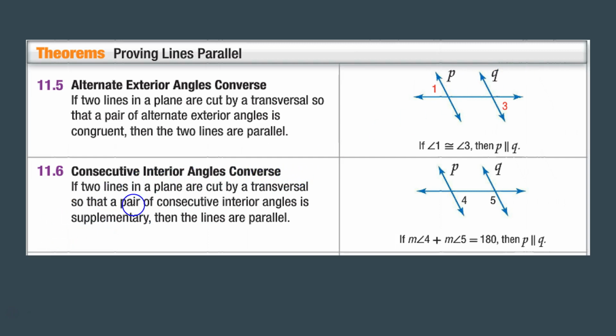Consecutive interior angles converse. If two lines in a plane are cut by a transversal so that a pair of consecutive interior angles is supplementary, then the lines are parallel. So two lines, we have line P and Q. Our transversal is right here. And then we have consecutive interior angles, which are 4 and 5. Remember, it's that C, almost like an upside down C that it makes. And it's going to add up to be 180 degrees. If this is true, then we know lines P and Q are parallel.